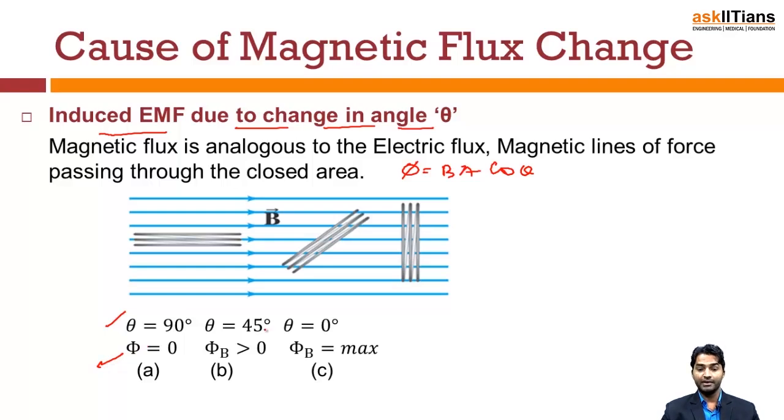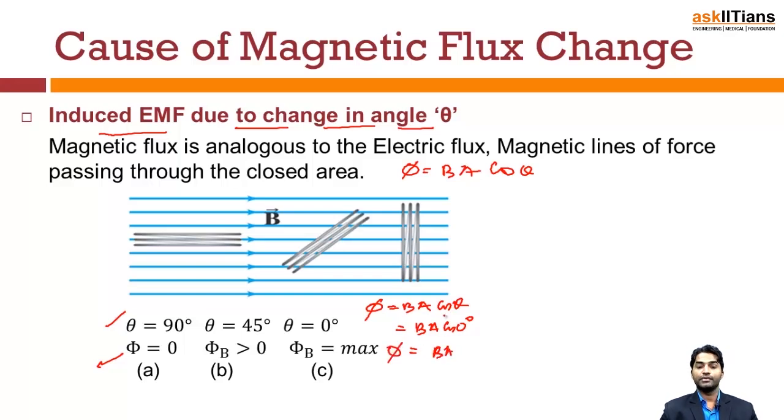Similarly, at 45 degrees, the flux would be greater than 0. And at theta equal to 0 degrees, when the angle between the magnetic field and area vector is the same, we can consider the flux to be maximum. So phi is equal to BA cos theta, equal to BA cos 0 degrees, and finally it is equal to the maximum value BA.